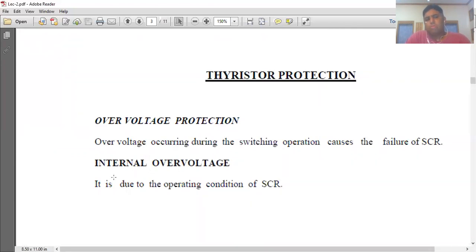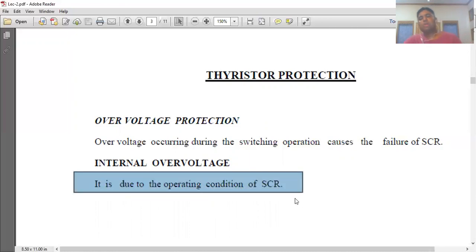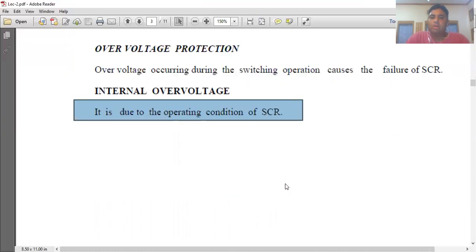So what is an internal over voltage? It is due to the operating condition of SCR. When a thyristor or SCR is conducting, its internal operation can cause some over voltage. So internal over voltage is basically experienced during the internal mechanism of an SCR.